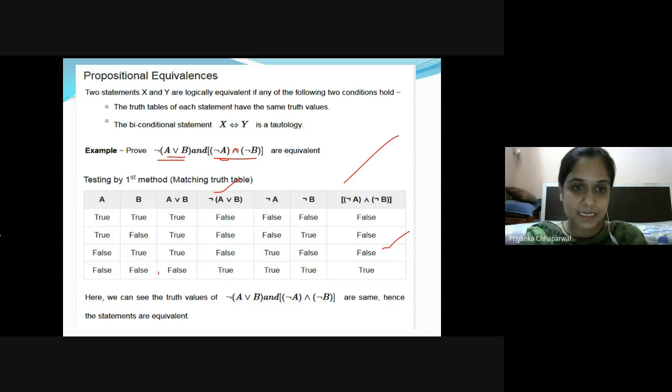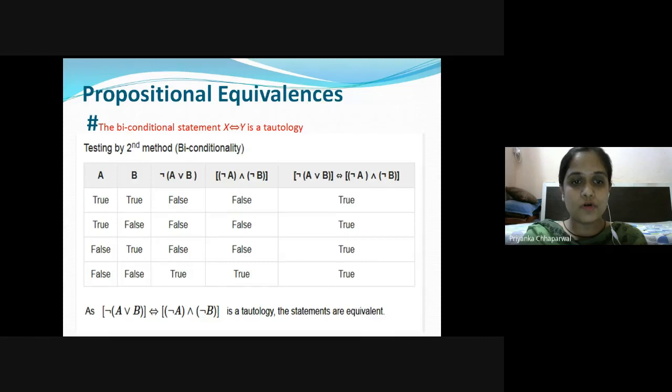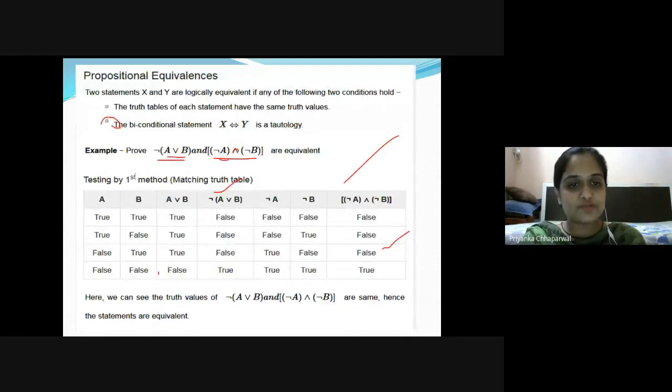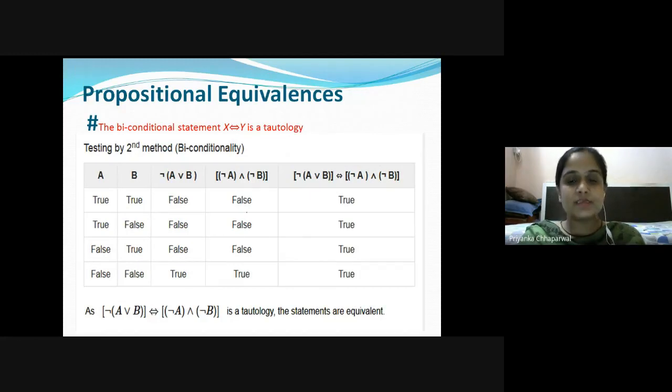The first method is this, the second method is this, and we have used this method. In the biconditional method, first of all you find a and b. Firstly you find this and find this. Then you apply the biconditional operator here. If all the values are true, then you can say that it is equivalent. So we get true for each row, so both statements are equivalent.